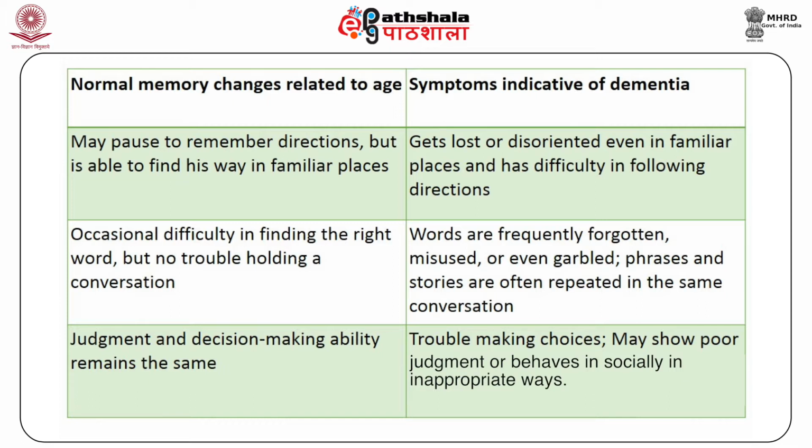Other normal memory changes are occasional difficulty in finding the right word, but no trouble holding a normal conversation. However, symptoms that indicate dementia could be that words are frequently forgotten, misused or garbled, and the person repeats phrases and stories in the same conversation. Another normal change is that judgment and decision making ability is the same as always. However, in dementia there is trouble making choices. The individual may show poor judgment or behave in socially inappropriate ways.